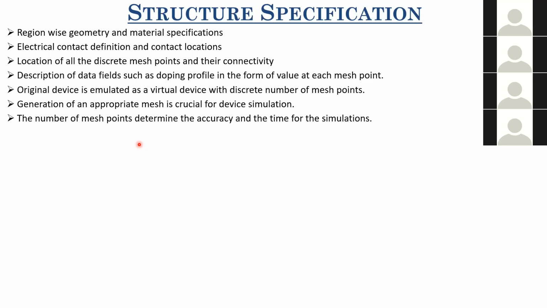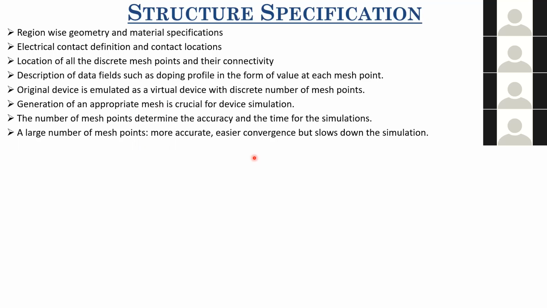At the same time, if the number of mesh points is small, then the accuracy suffers, because then your device is being taken as not a continuous device, but as a very discrete device, where the two points are separated so far in space that the values of the solutions at those two points may be very different. Achieving convergence in that case may be very difficult. However, the time it will take for simulating such structures with coarse meshing will be very small. So there has to be a trade-off between accuracy, time for simulation, and the meshing.